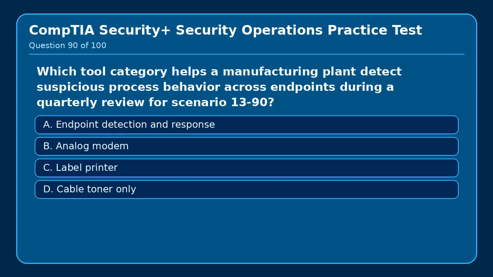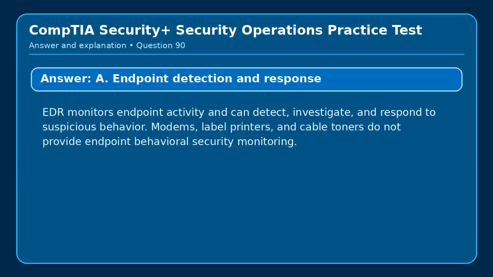Question 93. Which access model should a retail chain apply to reduce unnecessary privileges on the database cluster during a pilot deployment? A. Shared ownership for all files. B. Open relay. C. Least privilege. D. Implicit trust. Take a moment to choose your answer.